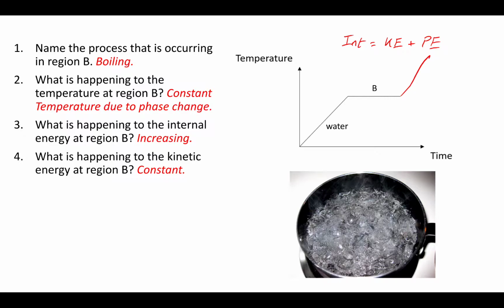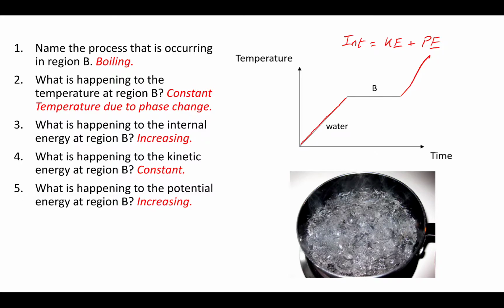What is happening to the kinetic energy at region B? Nothing. If you remember rightly from a couple of lessons ago, kinetic energy only increases when there's a change in temperature. So in this region, the kinetic energy would increase, whereas at B, the kinetic energy would remain constant. What is happening to the potential energy at region B? Increasing. When there's a phase change, it's the potential energy that increases. We covered that a couple of lessons ago as well.